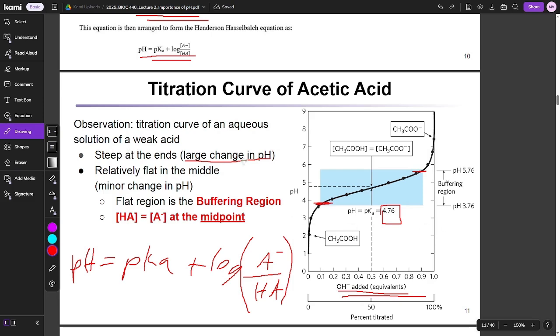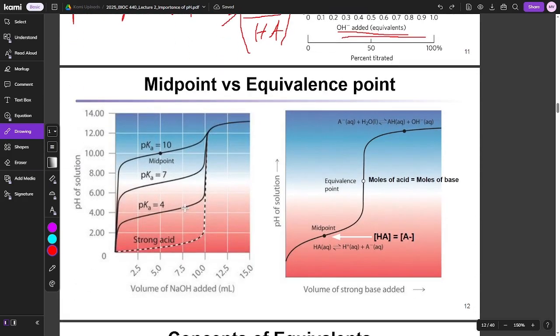Other than that, that's, I think, the main point I want to get across for this slide. So moving on to the next one.